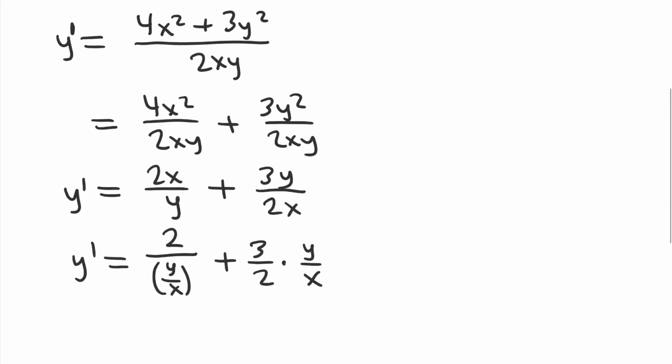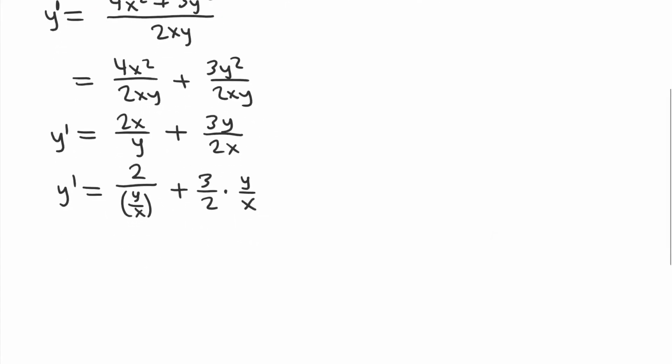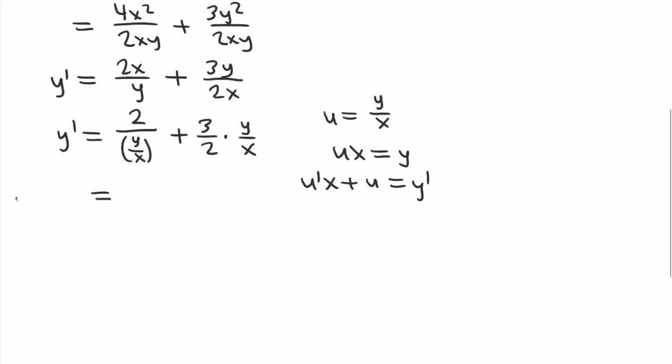With homogeneous equations, we can use the substitution u is the ratio y over x. That means u times x is equal to y, and by the product rule, u prime times x plus u is equal to y prime. On the left-hand side here, I get u prime times x plus u. On the right-hand side, I get 2 over u plus 3 halves of u. After we make this substitution, the resulting equation in terms of x and u should be separable.